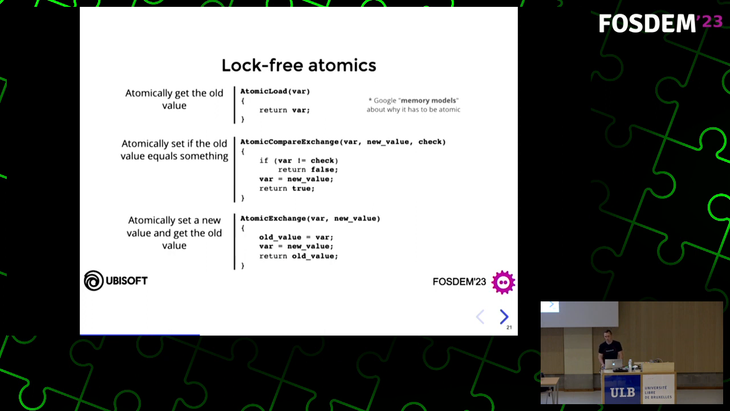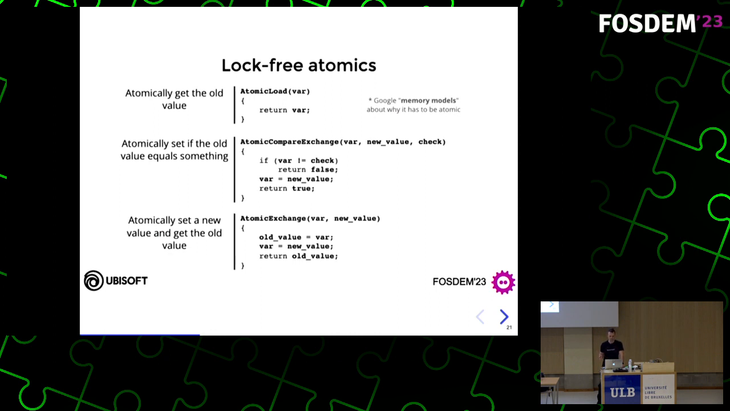Firstly is atomic load, which is basically reading a variable, but with respect to so-called memory models, which you can Google afterwards. It's too complicated a topic to dive into right now. We will also need atomic compare exchange, which is conditional assignment. So we set a new value to some variable if it was equal to something else which we wanted to check. And we will also need atomic exchange. So it sets a new value and returns the old value.